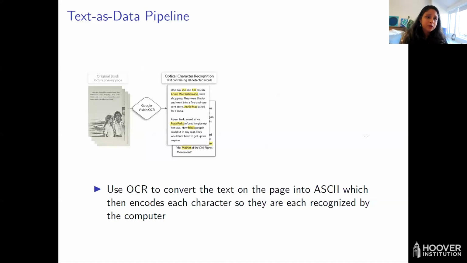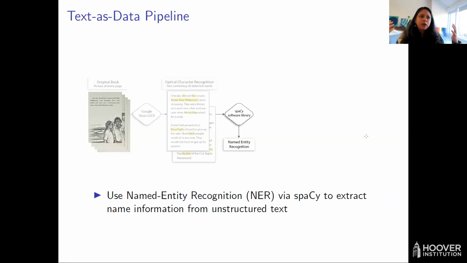We then use optical character recognition to convert the text into a language that the computer can understand. Now, how do we think about getting race, gender, and age from text data? Well, first, we want to start with names. So we run it through named entity recognition, or NER, which extracts name information from unstructured text.